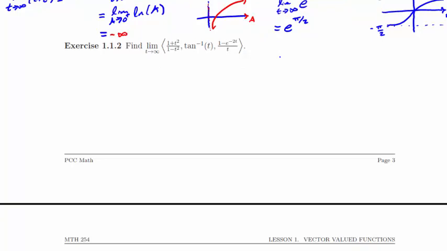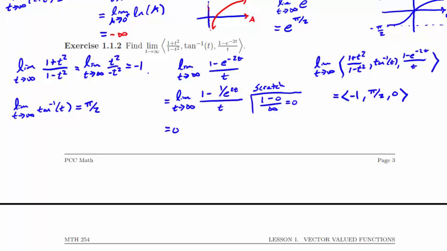Find the limit as t goes to infinity of the vector 1 plus t squared all over the quantity 1 minus t squared. Second component is the tangent inverse of t, and the third component is 1 minus e to the negative 2t all over t. Go ahead and give that a try. And I will come back and work through the solution with you in just a few moments.